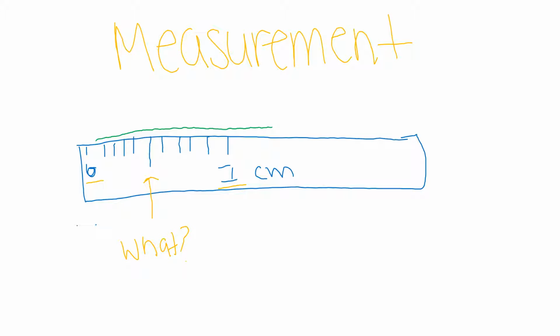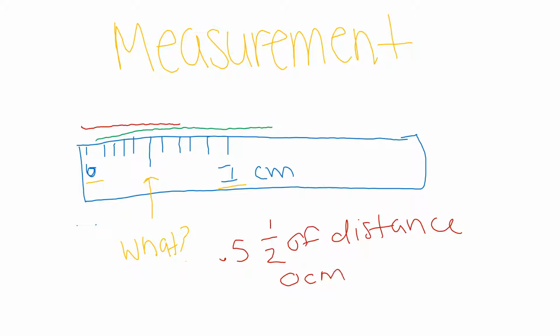So say you have a measurement that's like this. A trick that I use when measuring things with the ruler is I start at the 0, and if it goes beyond the halfway point, it's going to be greater than 0.5. It's going to be greater than 1/2 of the distance between our 0 centimeters and our 1 centimeter.